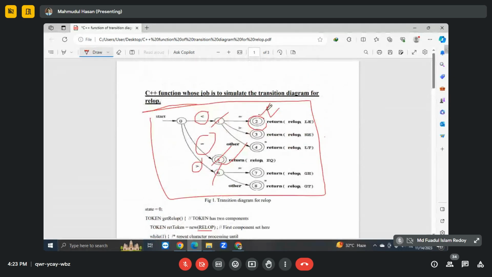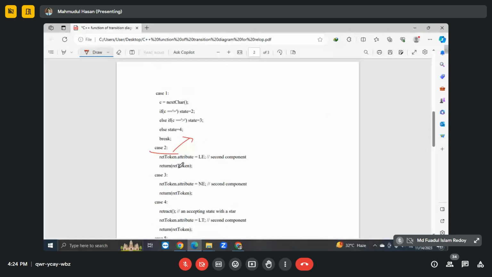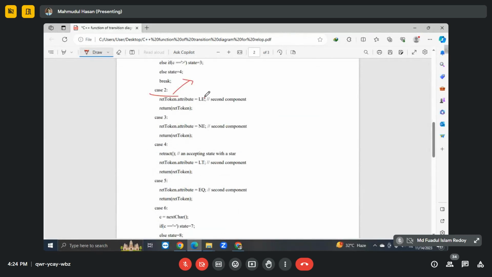Now at state 2, you need to set the attribute value, that is LE, that means less or equal. The first component is already assigned at the very beginning. So you need to put the attribute value, that is LE. So return token dot attribute, that is LE, the second component. Then you need to return.